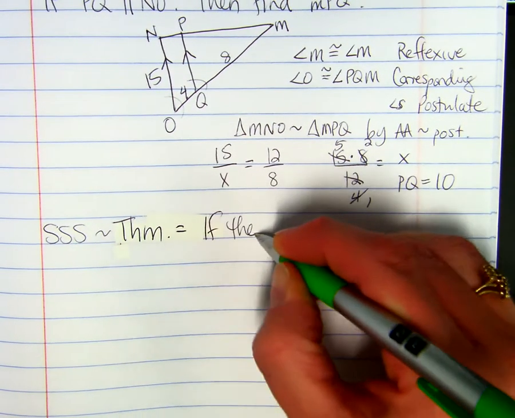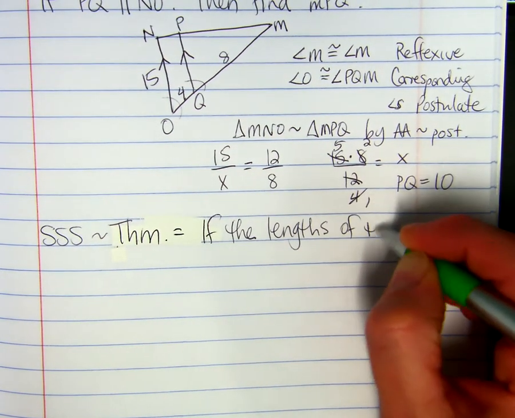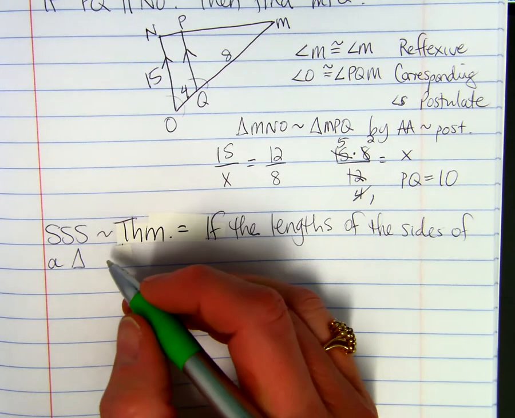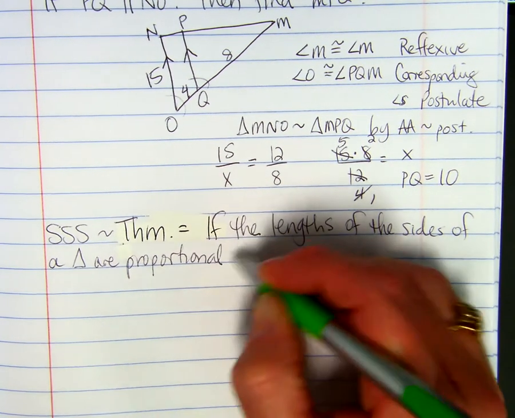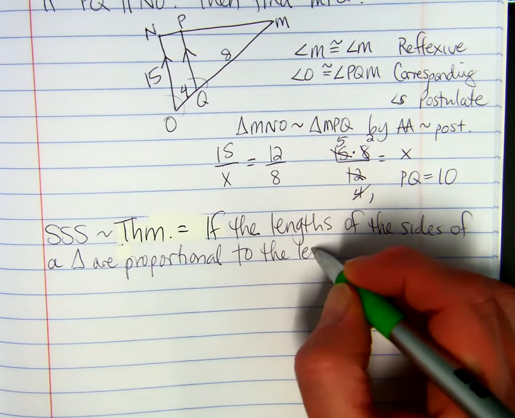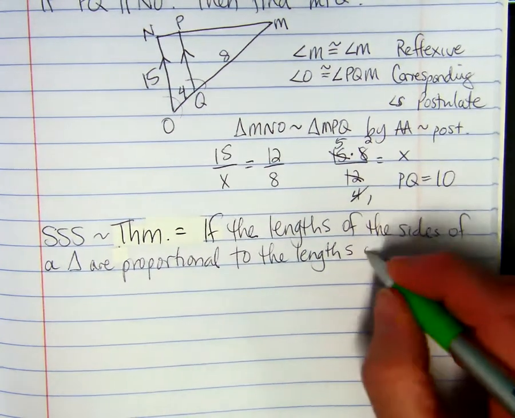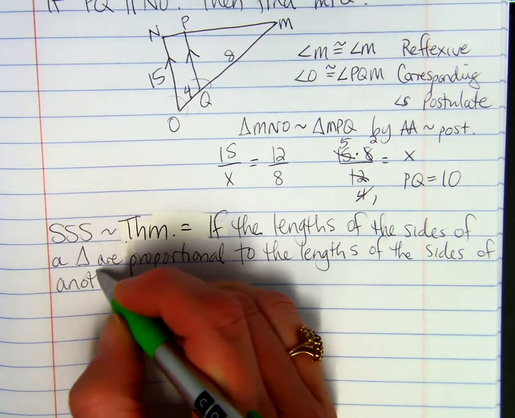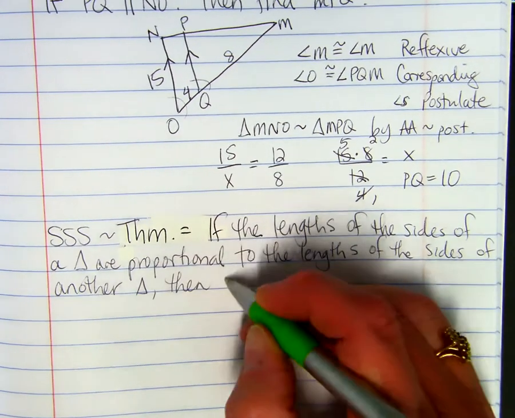Okay. If the lengths of the sides of a triangle are proportional to the lengths of the sides of another triangle, then the triangles are similar.